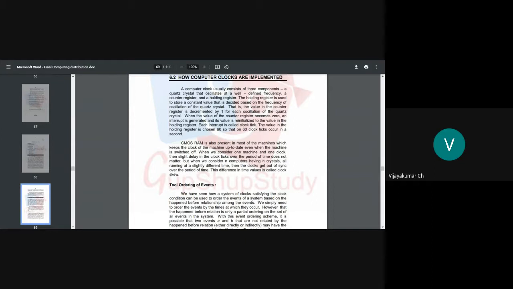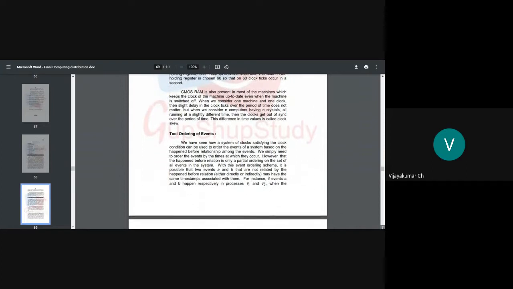There are some new words that came here, some technical terms: clock tick, clock skew. The interrupts in the particular holding register are called clock ticks. What is clock skew? Clock skew is the difference in the time intervals of the clocks and crystals.